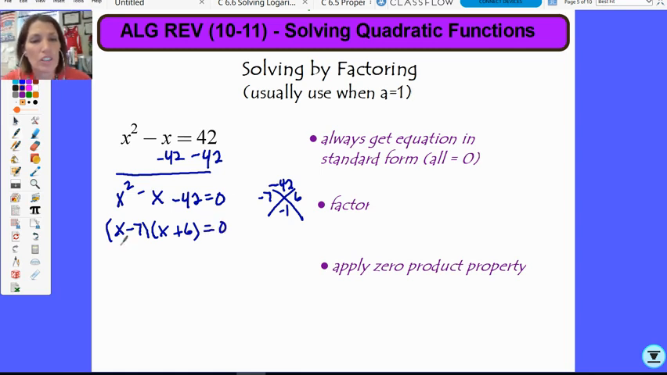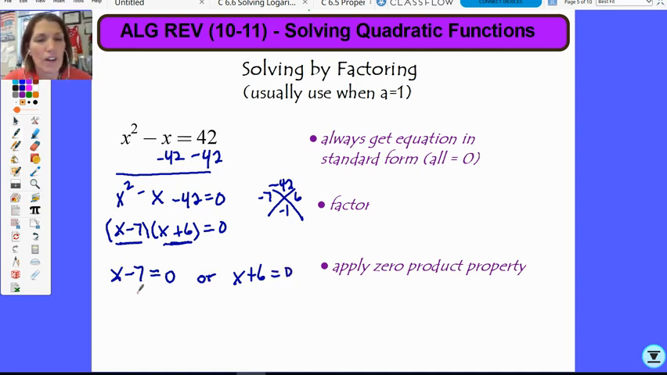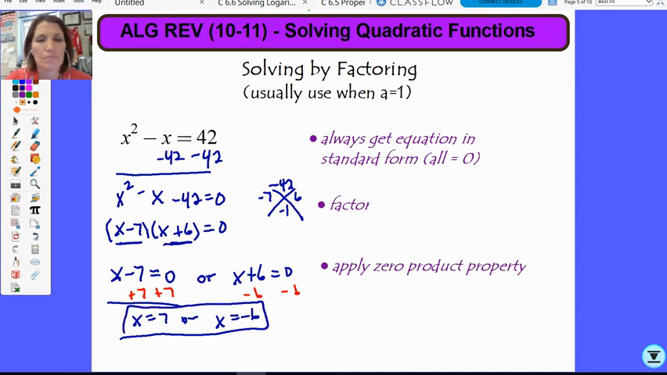So since that's all equal to 0, either x minus 7 must be equal to 0, or x plus 6 must be equal to 0. So I split those two up and say, well, then x minus 7 must be equal to 0, or x plus 6 must be equal to 0. And from there, I can solve for x. I just add 7, I subtract 6, and then I know that x must be equal to 7, or x must be equal to negative 6, and those are my two solutions. Okay, and that's how you solve by factoring.